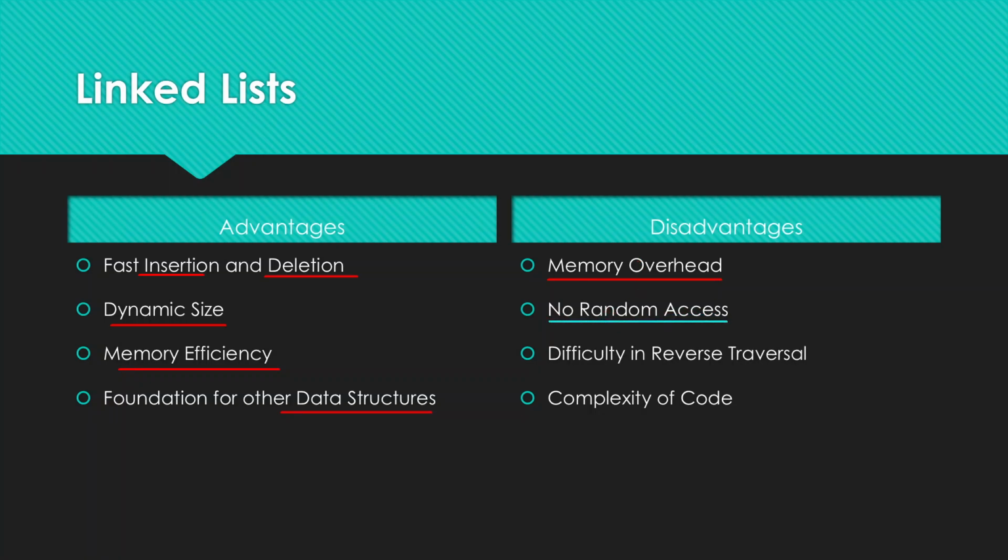Also, you cannot have random access. Remember, for arrays, we could have random access to an element by using the index. But with linked lists, you have to traverse. You have to move from one node to the next node until you find the value that you're looking for. So you cannot have random access.